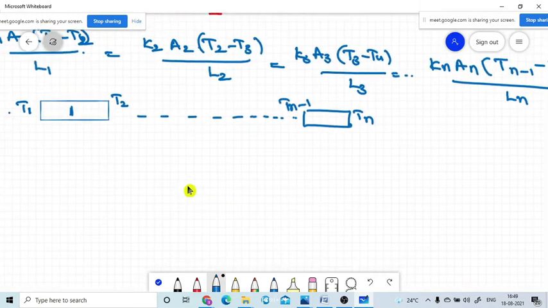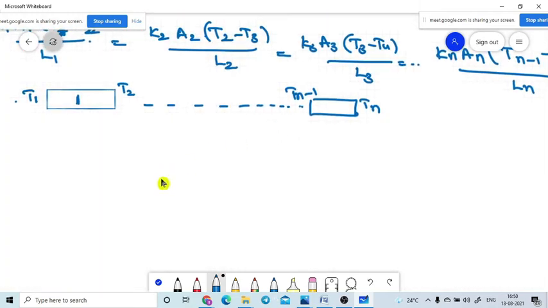Now, this formula we need to use to find out how much thermal current is flowing through each individual material. They will give any one of the temperatures and one of the lengths. They may ask the question, what about this value? What about this value? Like that they will ask. So you need to be ready to face that problem. You need to apply this one.